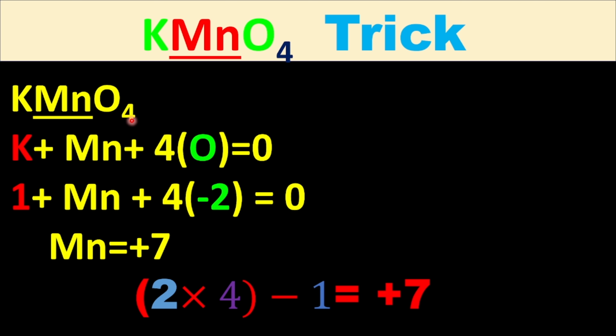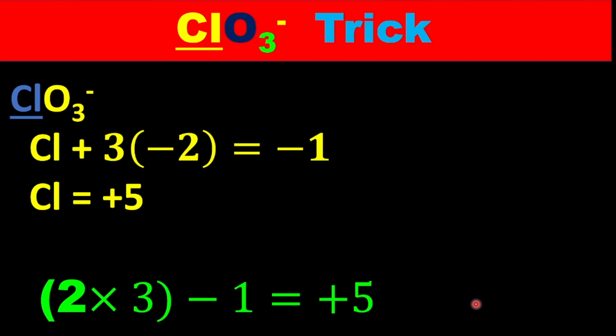Once again, in this trick, ignore the minus sign. So that is going to be 2 here times 4. 2 times 4 will give us 8. There is an element here with a charge of 1. So 2 times 4 is 8, minus 1, and that will give you plus 7. Let me take that again. 2 times 4 minus the charge here, which is 1, and that gives us plus 7.